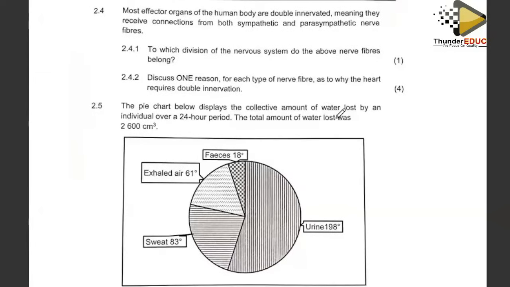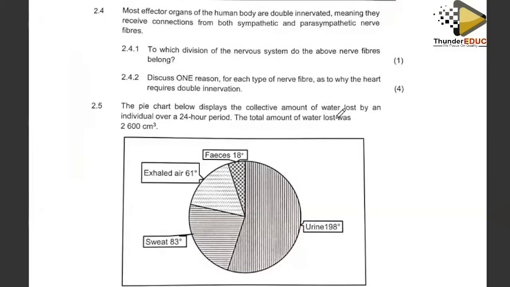We continue: discuss one reason why the heart requires double innervation. Discuss one reason for each type of nerve fiber. Why should the heart require sympathetic nerves, and why should it require parasympathetic? Remember, you said that they work antagonistically.